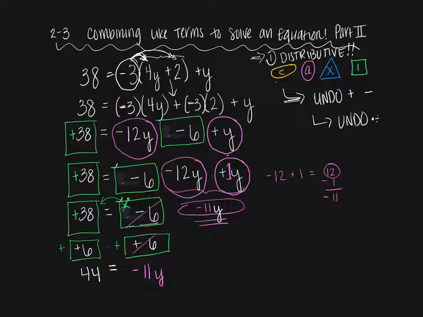Now I can work on undoing my multiplication or division. I'm multiplying y by -11, so I'm going to divide it by -11. I'm going to do that over here too. So hopefully you recognize that y equals -4.